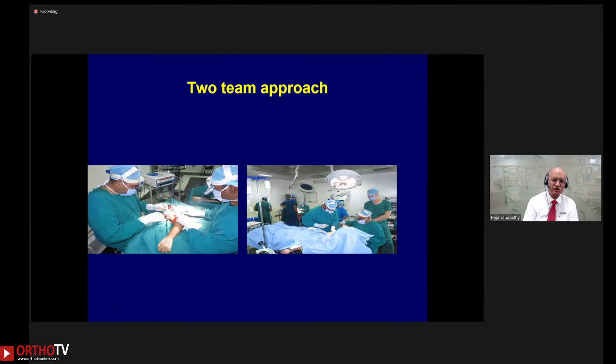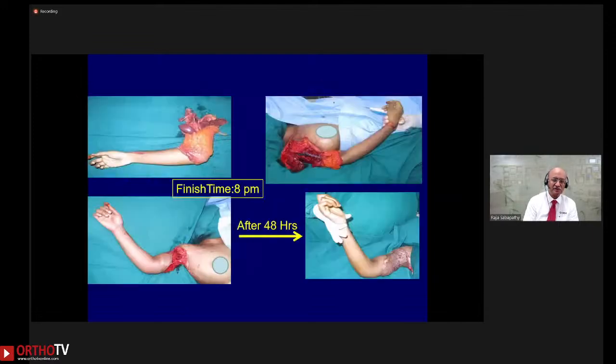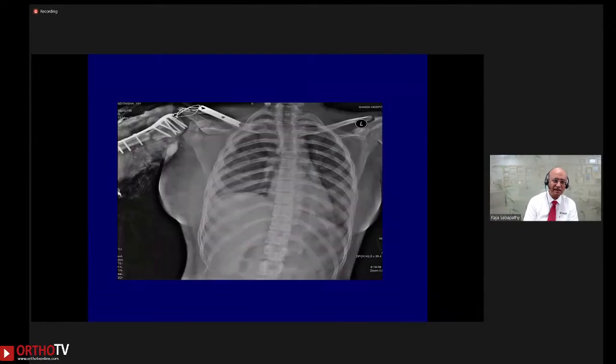And we say there's a 2-team approach. A 2-team approach means not just having 2 surgeons. It needs 2 microscopes, 2 operating table facilities, and 2 groups of nurses. That's what a 2-team approach is. And we finished off at 8 p.m. That means in 5 hours everything is over. That's the replant that has been done.